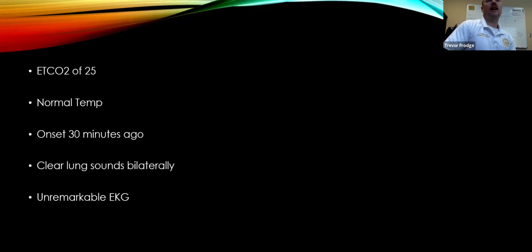So there's a CAPNO value of 25, which again is a sign of possible shock. He's got a normal temp, and this started 30 minutes ago. He's got clear lung sounds. And we do an EKG, and it's unremarkable. So now we have to ask ourselves, why? Why would his CAPNO value be low? Well, if that's a sign of shock, well, what kind of shock could he be in?